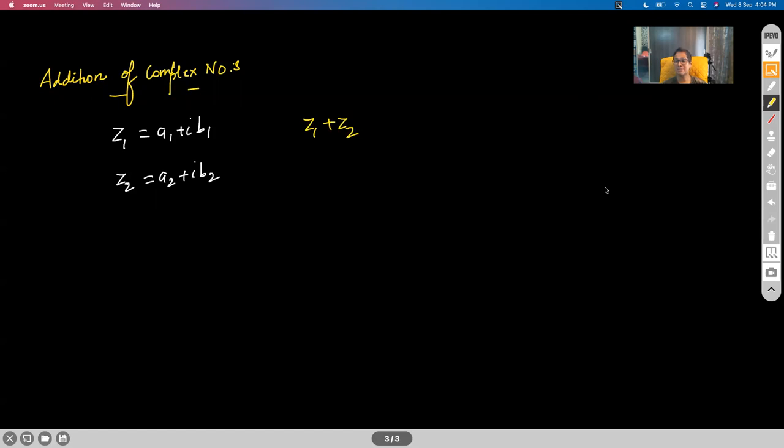addition always happens between similar things, isn't it? You can add mangoes to mangoes, you can add guavas to guavas, but you can't add mango to guavas, right? The same way, when you're adding, you add real to real and imaginary to imaginary. So addition here will lead to (A1 plus A2) plus i(B1 plus B2). Now what is important is not this mathematical operation, but the geometrical meaning of this. If I ask you, where is Z1 plus Z2 located on the Argand plane, if you know the location of Z1 and Z2, what will your answer be?